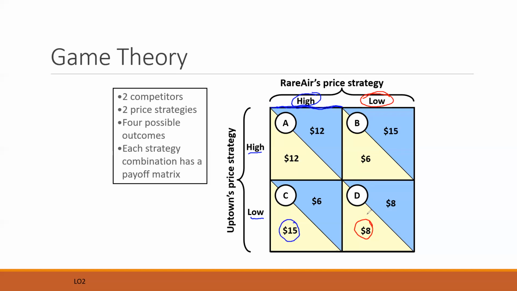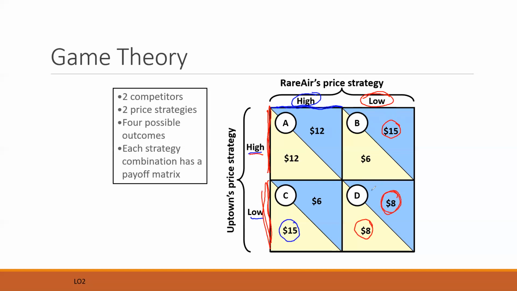Now you can do the opposite. Suppose Uptown has to choose high price; that means you'll end up in this particular row. Rare Air can make a choice of high price to get 12 as profit or low price to get 15 as profit. Since 15 is better, it's going to choose 15. As you can see, I'm comparing blue areas when Rare Air has to make a choice. Suppose Uptown goes for low price; we'll end up in the second column. In that case, if Rare Air goes for high price, it will get 6. If it goes for low price, it will get 8. 8 is better. I'm just connecting these things.